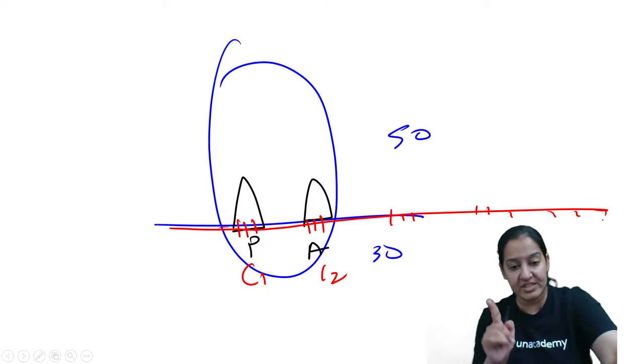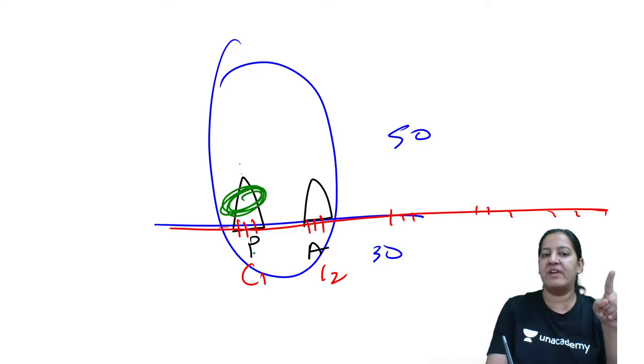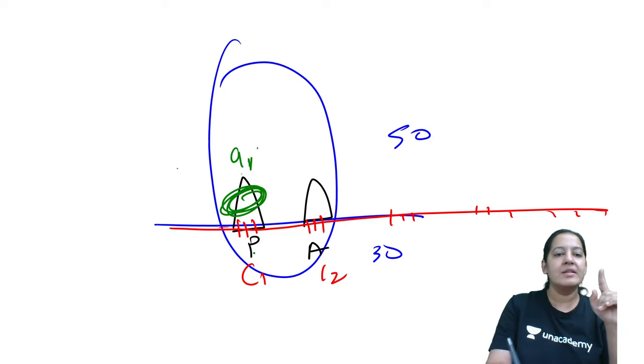Right? Now the first amino acid is coming and binding here, corresponding to C1. This is A1, corresponding to C1. This step is known as initiation. Right?